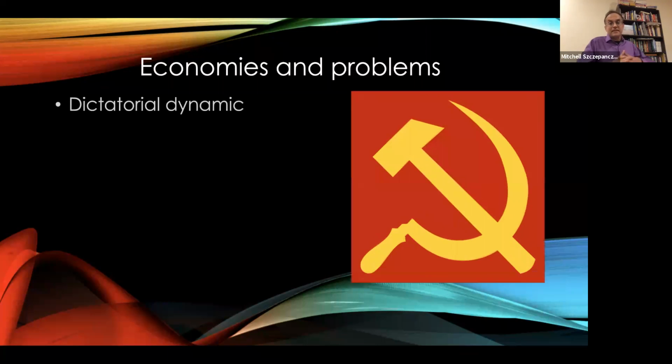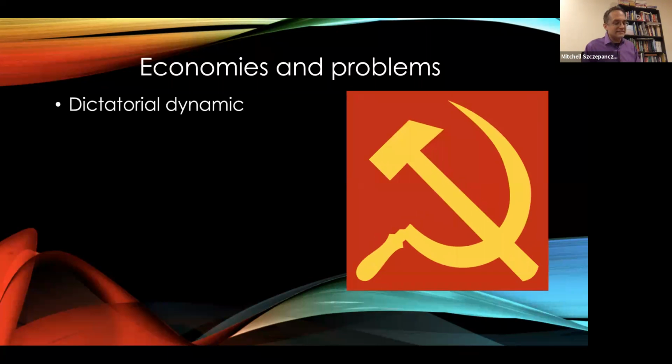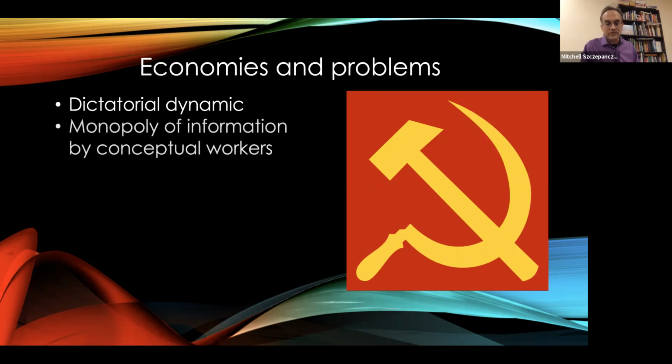But it doesn't mean that these economies are perfect, far from it. They each had their own problems. In the case of the communist economies, they had a dictatorial dynamic. That is, the central or command planning authority would give down orders to everyone else in the economy. Obedience and results would come up from everyone else. That was kind of a dictatorial dynamic and has been criticized as such, and rightly so, by critics of such systems.